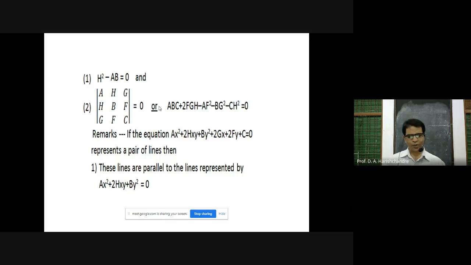Okay, so when those two lines in the general second degree equation will be parallel, that condition again you have to determine. These lines are parallel to the lines represented by ax square plus 2hxy plus by square is equal to 0. So what does the remark suggest? Okay, the lines included in the general second degree equation are always parallel to the lines included in the homogeneous second degree equation. So ultimately the conditions which are applicable for the homogeneous second degree equation can be claimed for the lines included in the general second degree equation.